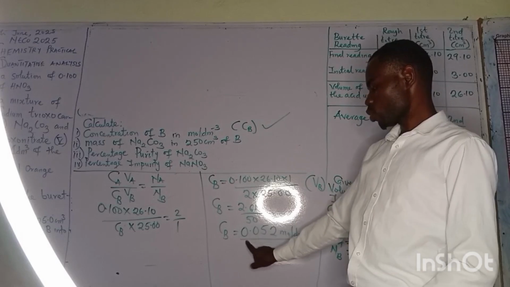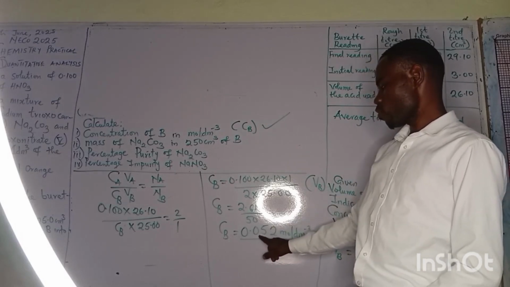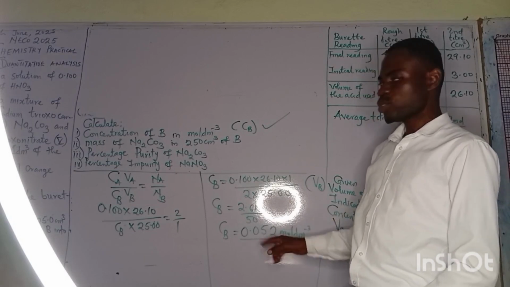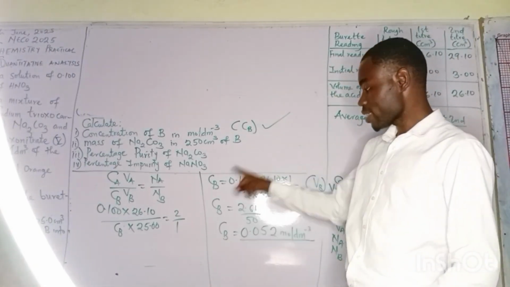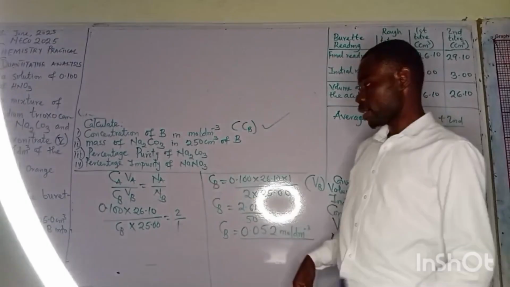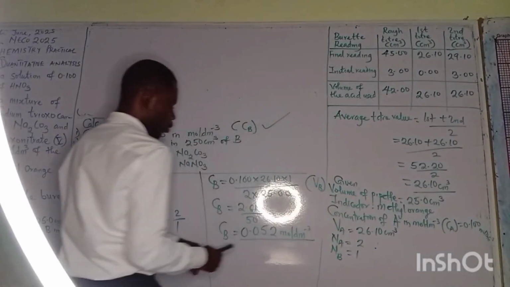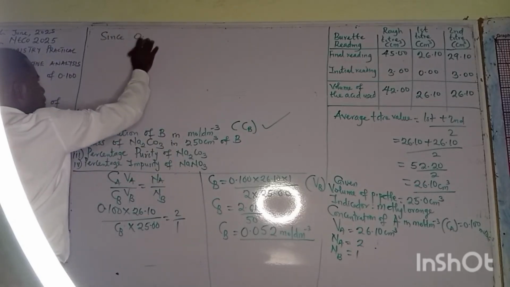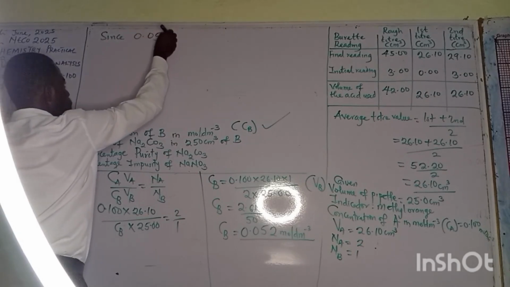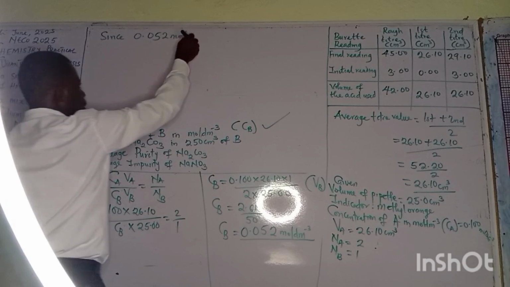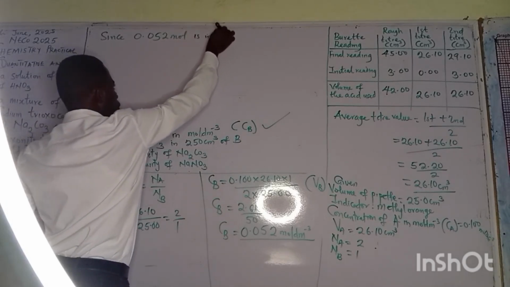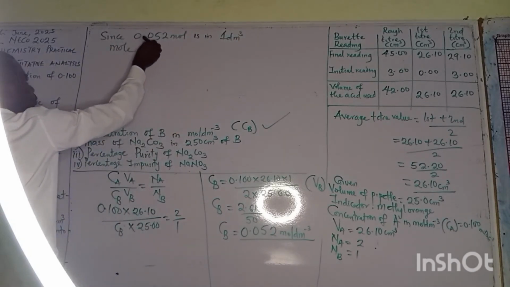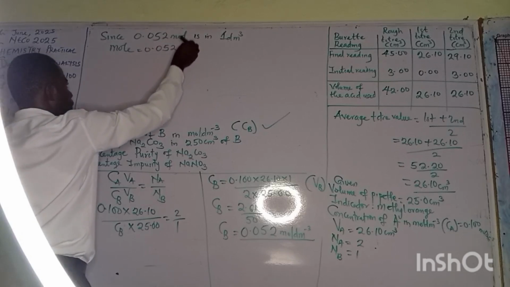We have seen that our molar concentration of solution B is 0.052 mole per dm³. That shows that there are 0.052 moles in 1 dm³. Since 0.052 mole is in 1 dm³, definitely our mole is equal to 0.052 mole.